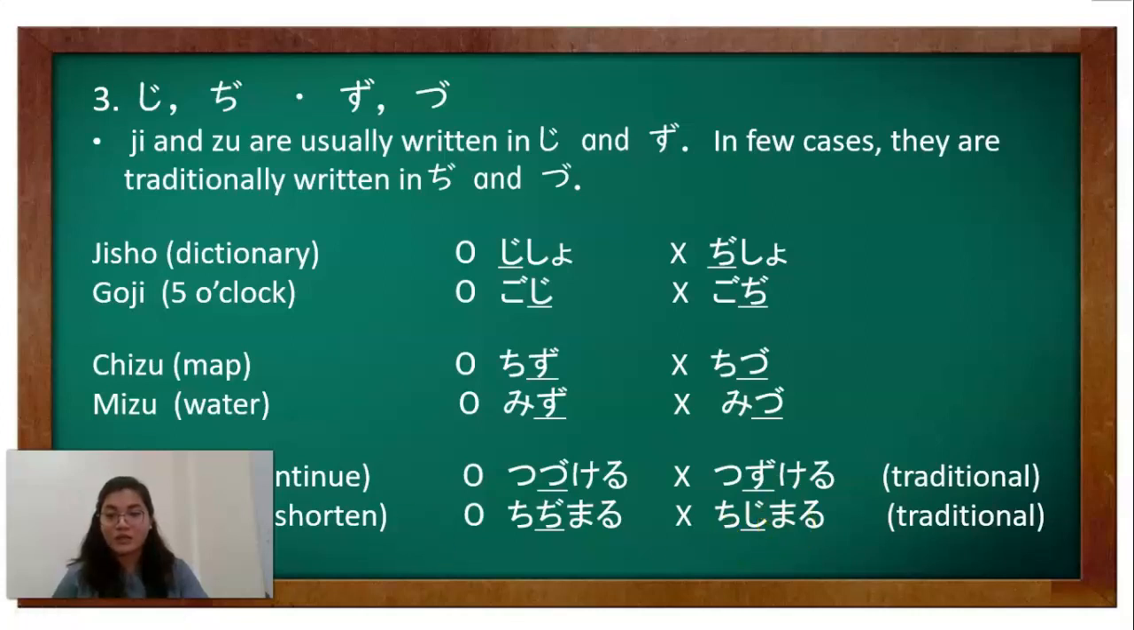Okay? So next up is chijimaru. Chijimaru means to shorten. Just the same, occasionally or traditionally, this is used. And you can't use the other G for that one. So you just be very careful with G and Z. You can't use either of them, so you just use the right spelling of the word.